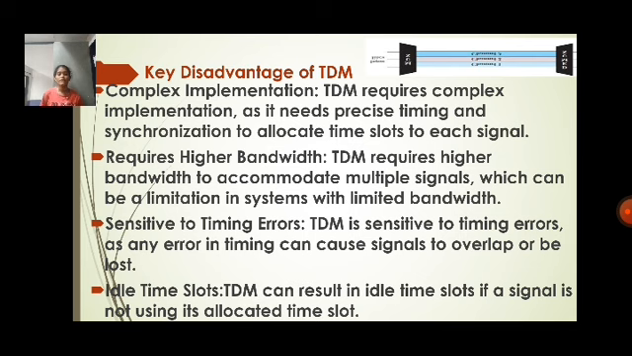And second, requires higher bandwidth. TDM requires higher bandwidth to accommodate multiple signals, which can be a limitation in systems with limited bandwidth. And third disadvantage, sensitive to timing errors. TDM is sensitive to timing errors, as any error in timing can cause signals to overlap or be lost. Idle time slot. TDM can result in idle time slots if a signal is not using its allocated time slot.